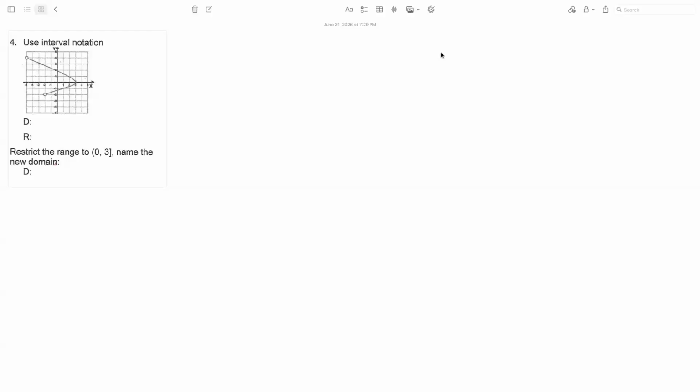Just send me the domain and range, then restrict the range. I need to check your answers on this one. If you have the answers, send them, guys.